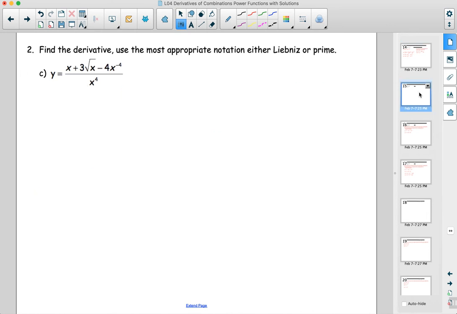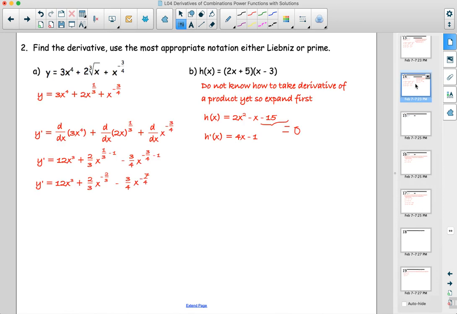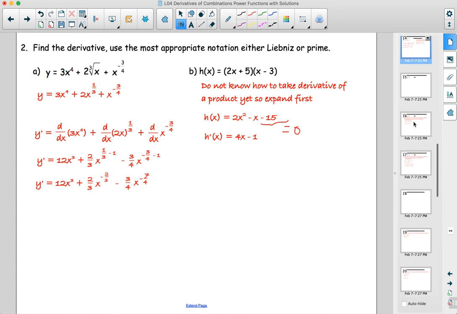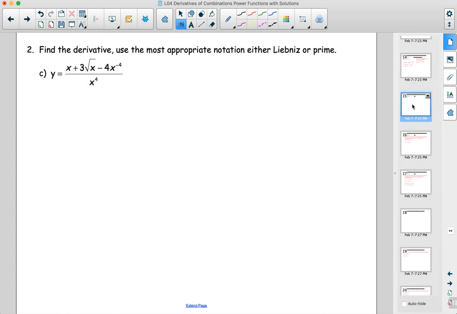Find the derivative of this using the most appropriate notation, either Leibniz or prime. Just want to make sure I did use the proper notation there, because sometimes I forget when there's a y to use y prime or dy by dx. All right, let's come over here. What are the issues with this one?